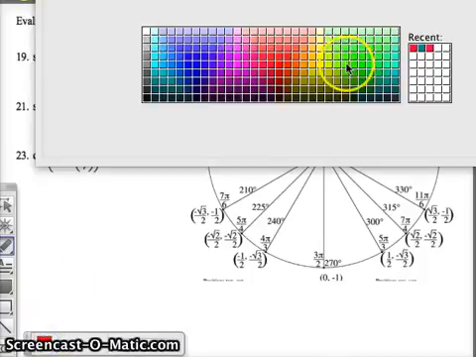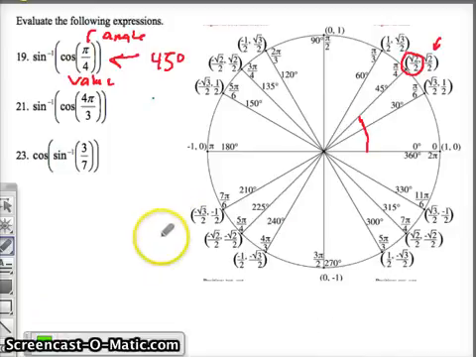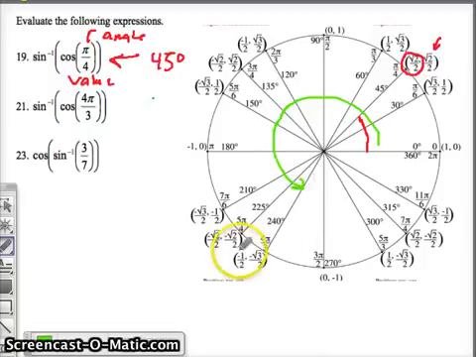Let's try number 21. We'll just do a different color, see if that helps. It's the inverse sine of cosine of 4 pi over 3. First of all, let's find cosine of 4 pi over 3. 4 pi over 3 is right here. Cosine is the x, so negative 1/2. Where is sine negative 1/2? Well, where is arc sine negative 1/2?